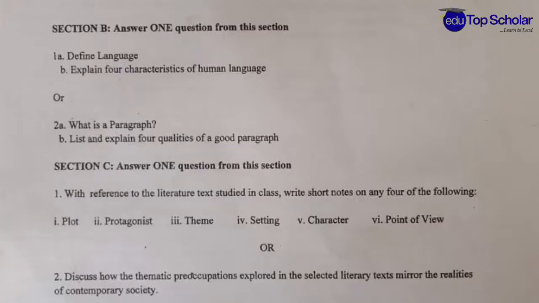So let's go to the last question for this option. That is number 2. Discuss how the thematic preoccupation explored in the selected literary text mirrors the realities of contemporary society. Try to interpret this question. What it means is, how does the story in Resilient Heart reflect the society? So when you mention one theme, perseverance for example, how does it reflect what is happening in this society? Look at Ajike.